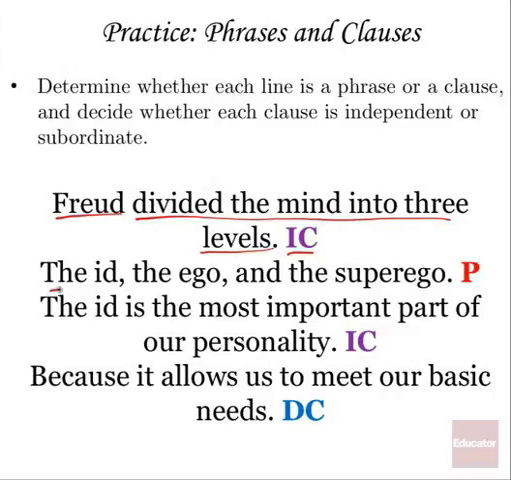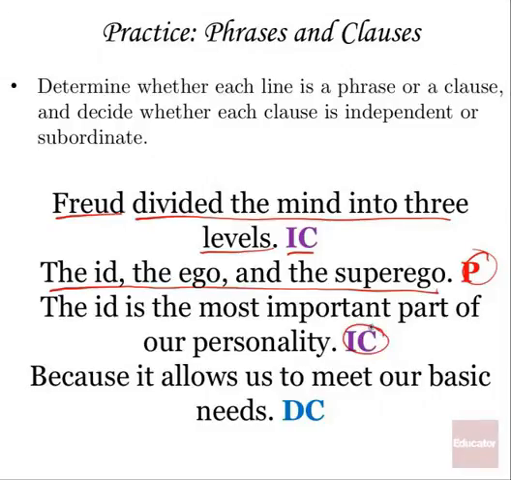Now we look at the id, the ego, and the superego. That is actually a phrase. It doesn't have a verb. It has a subject, a compound subject, in fact, but it does not have a predicate or a verb of any kind. Now, the id is the most important part of our personality.